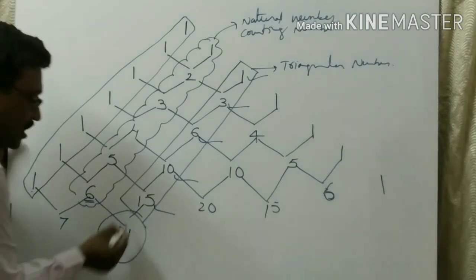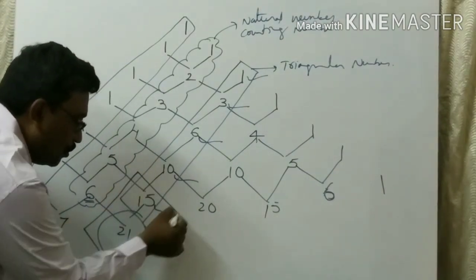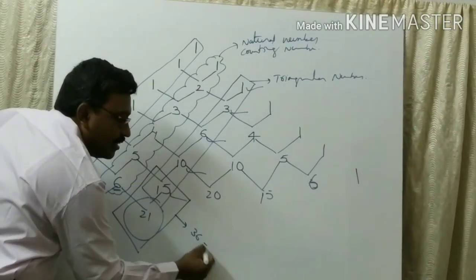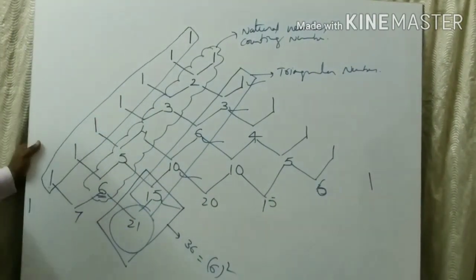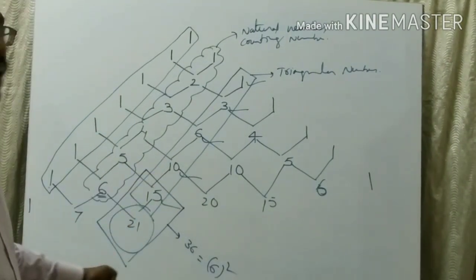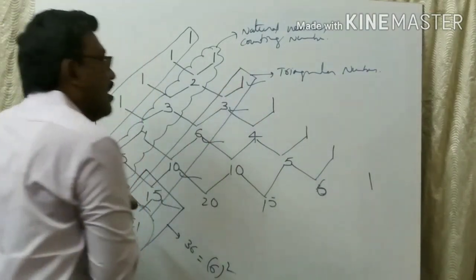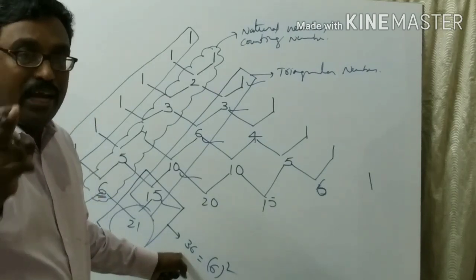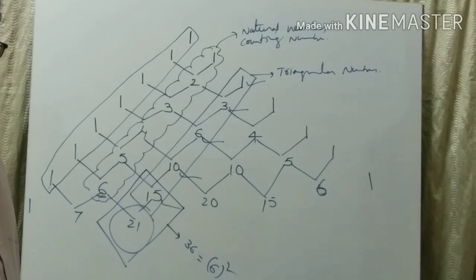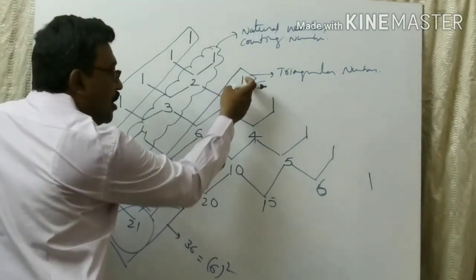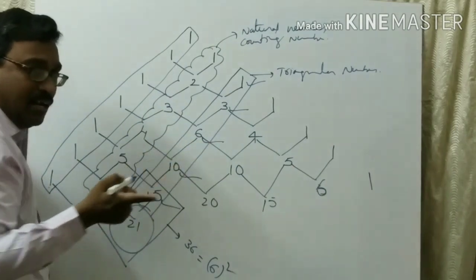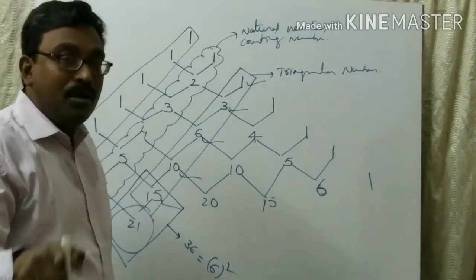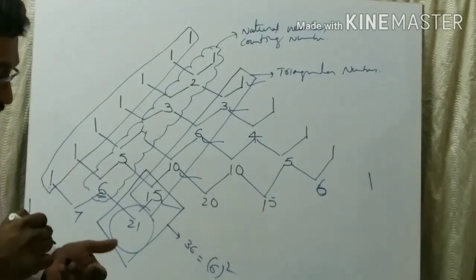And if you see the procedure here, add any two consecutive numbers. 15 plus 21 is 36. 36 is 6 square. It's a perfect square. So Pascal triangle will give you the triangular numbers. From the triangular numbers, we found one property of perfect squares: the sum of any two consecutive triangular numbers will give you a perfect square.